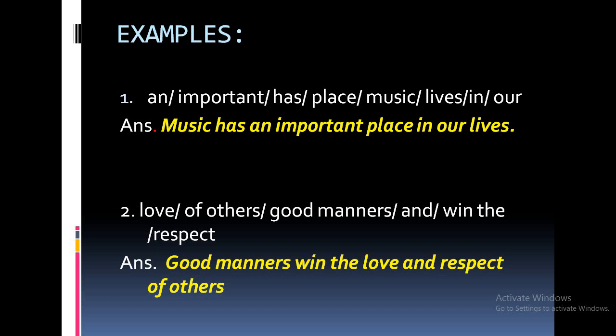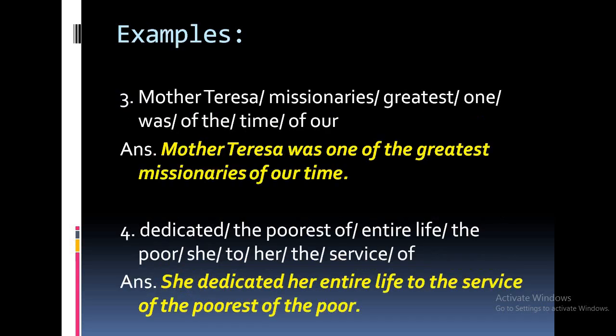I told you that within the two slashes, if you get two words or a phrase, they should all stay together. So "good manners win the." Win the what? Respect and love. Love and respect, whatever you write, it would be correct. Love and respect from whom? Of others. So good manners win the love and respect of others. This is how you arrange the sentence.